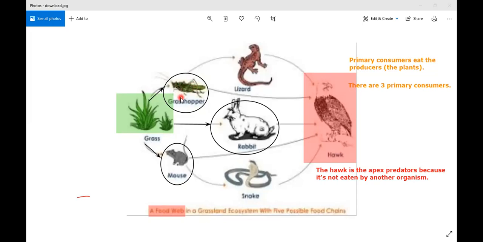The grass is eaten by the grasshopper. The grasshopper is eaten by who? You have 2 choices. The lizard. By the lizard. So this is 1. Bravo. Repeat it quickly.